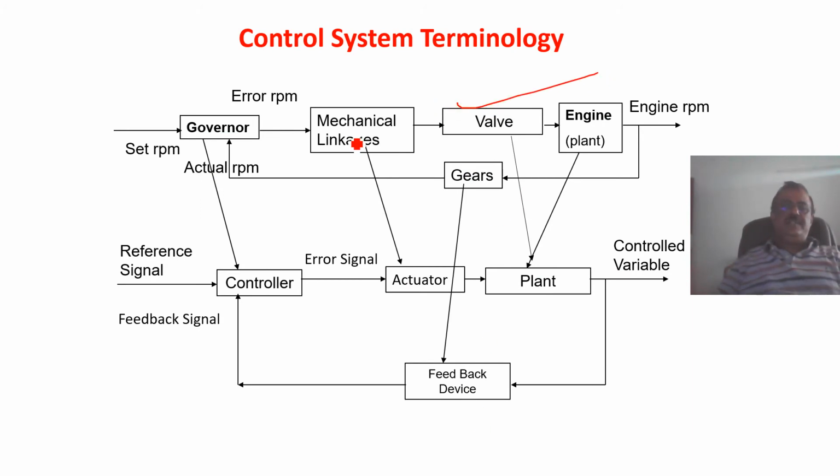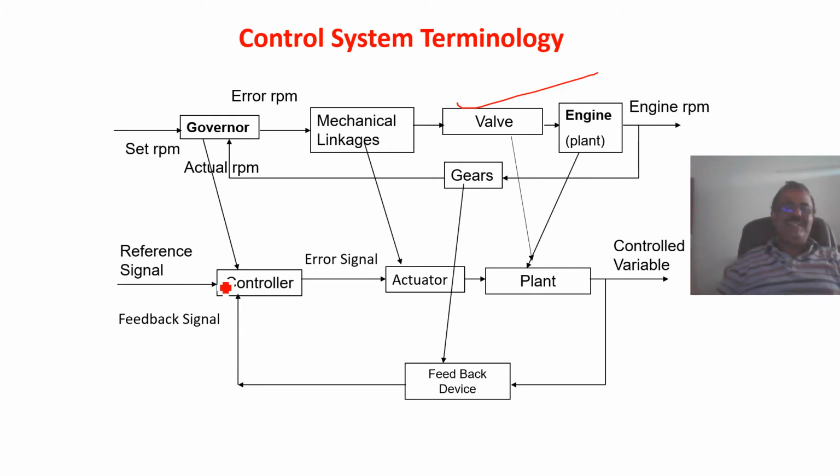So control system, this is what I have said. Governor, you can call it as controller. Mechanical linkages, you can call it as actuators. The valve and engine is an integral device. Let me call it as a plant. Gears, we call it as feedback device. The set RPM, we call it as a reference signal. And actual RPM, we call it as a controlled variable. And the speed of the governor shaft, that is what we call as a feedback signal.